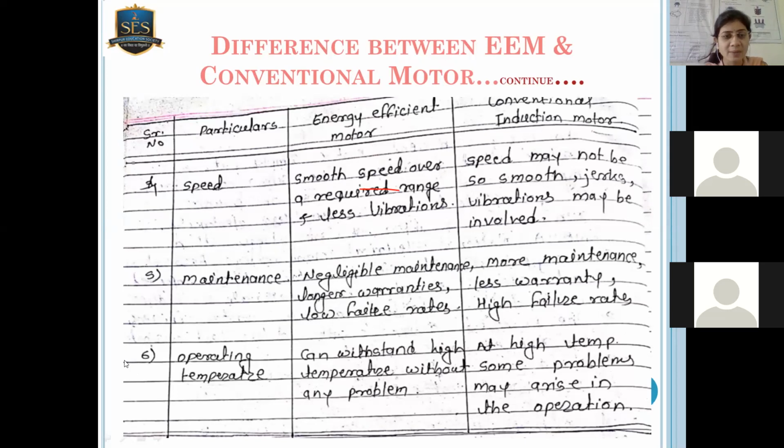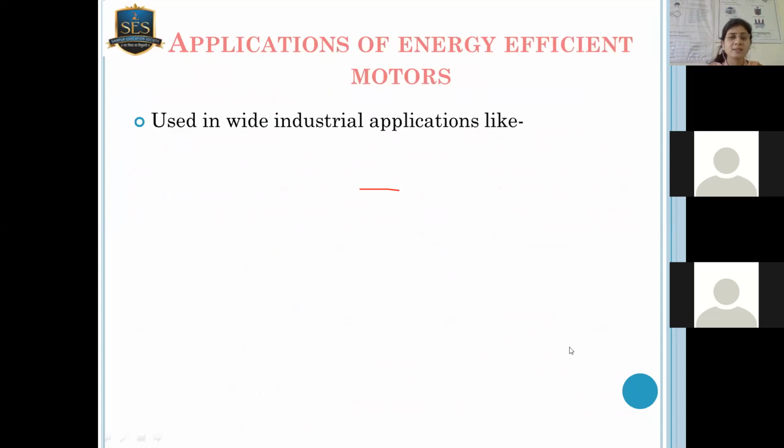And the operating temperature: it can withstand the higher temperature without any problem, whereas it can create problems at the higher temperature. So these are the comparison points of the energy efficient motor and conventional motor.